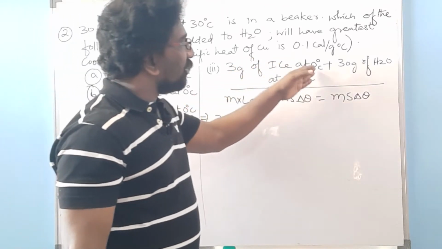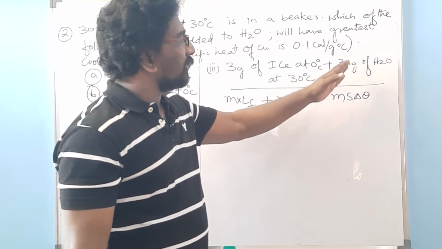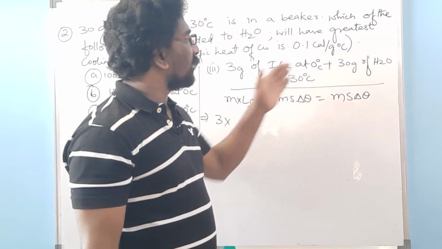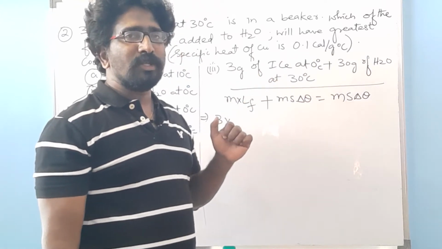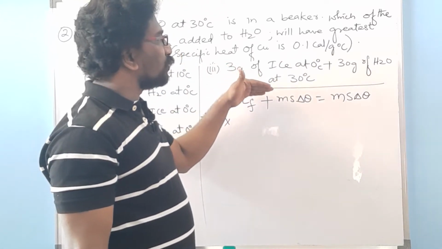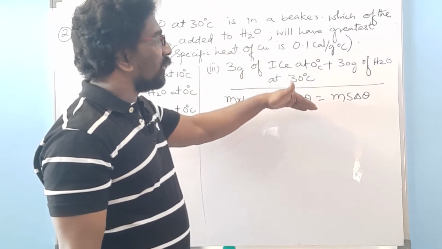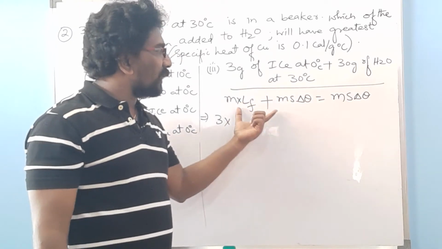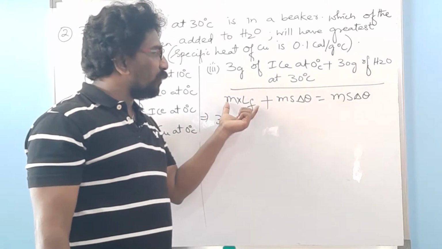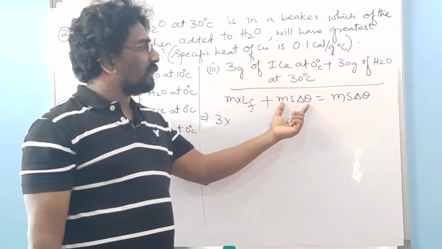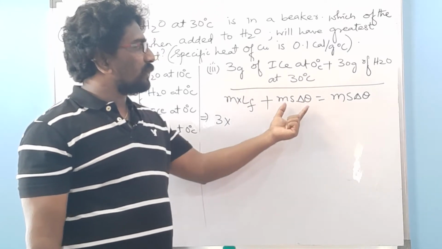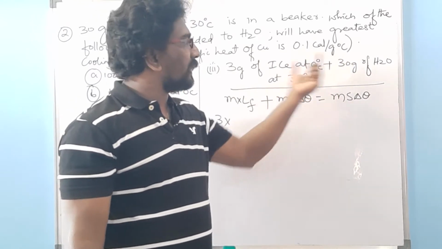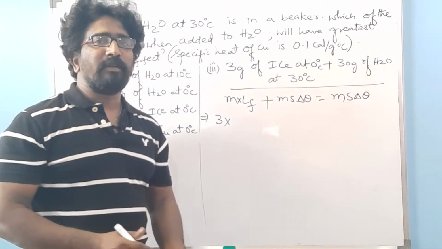Three grams of ice at 0 degrees Celsius is mixed with 30 grams of water at 30 degrees Celsius. Whenever you do this, first the ice will be converted into water, then only it can be mixed with the water. For that, the heat energy required is first the latent heat of fusion and second the heat energy required for absorption, that is ms delta theta, and this is the heat energy lost by the 30 grams of water. So this is how you will write out your problem.